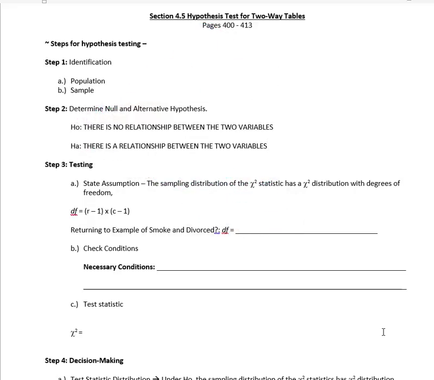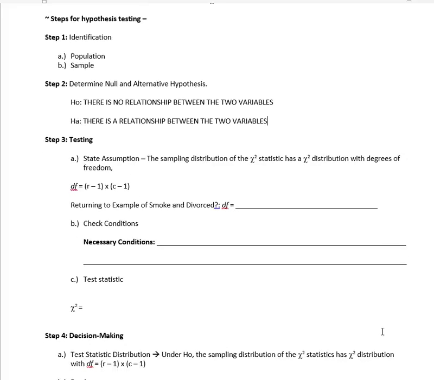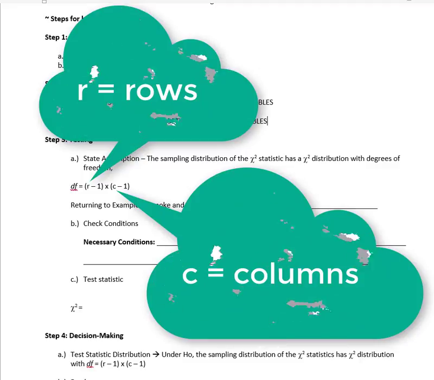So then in step 3, we're going to perform our testing. First, we would state our assumption in letter A. Here we're assuming the sampling distribution of the chi-squared statistic has a chi-squared distribution with degrees of freedom measured by number of rows minus 1 times number of columns minus 1.